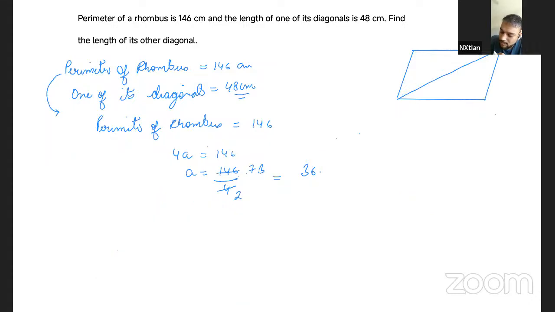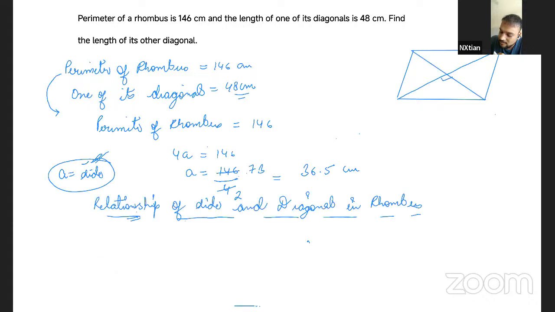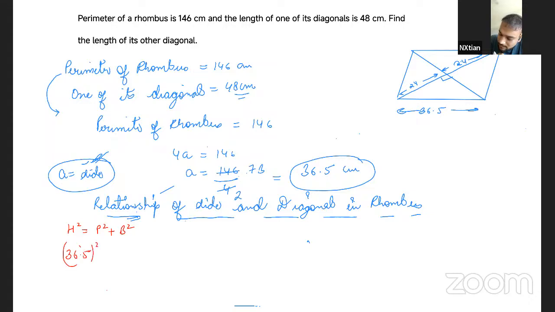Or simply we'll do one thing instead of writing this relationship. Simply we'll write the values. What is h in this question? In this, h is 36.5. What is p in this question? P is simply 24 square. What is b? B I have to find out. Understood? Yes or no?